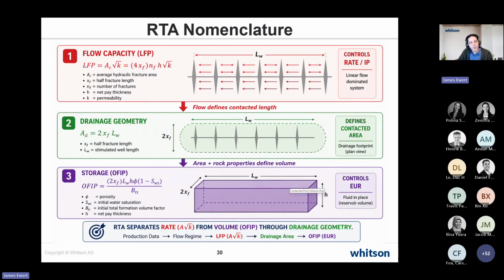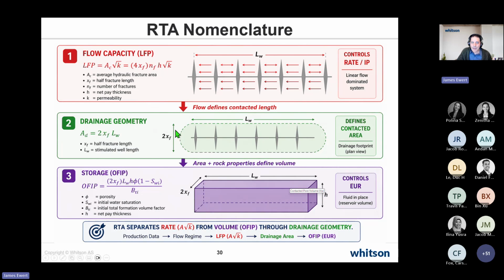Now, some nomenclature we should go through here. Really, the top one is going to be the main one that we should focus on. Productivity of a well has different terms, and the terms have changed through time. Right now, the term that people tend to use is LFP, which stands for linear flow parameter. I typically call it A root K or XF root K. It's how we get a sense of how productive this well can be. The equation for this is 4 times XF, our fracture half length, times NF, our number of fractures, times height, times the square root of permeability. That's what dictates the productivity of our well.